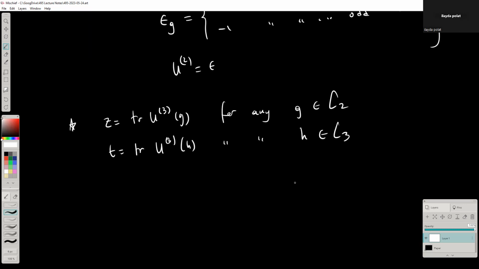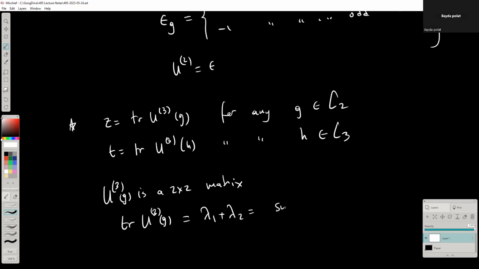Okay. So for one-dimensional representations, we have said that in that case, the character is a root of unity. Can we say a similar thing here? And the answer is more or less yes. So the idea in here is this. U3 is a 2 by 2 matrix. U3 of G, for example, in that case, the trace of U3 of G is equal to the sum of the eigenvalues of that matrix. You can consider them like that.